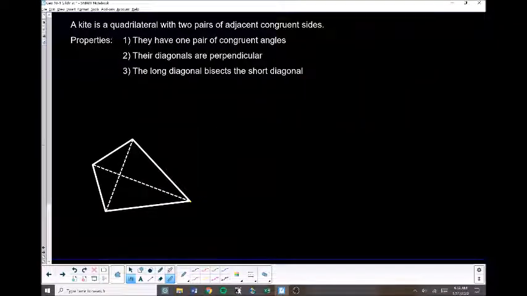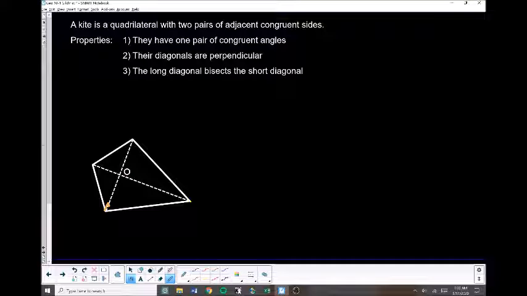Okay, our last shape is a kite. A kite is a quadrilateral with 2 adjacent pairs of congruent sides. So what that means is these 2 sides are congruent and these 2 sides are congruent, but they're not opposite each other. They're adjacent, they're touching each other. So we don't have a parallelogram. The diagonals intersect at right angles, and one set of diagonals, the short diagonal, is bisected. So the 2 sides are congruent. This length here is the same as this length here.